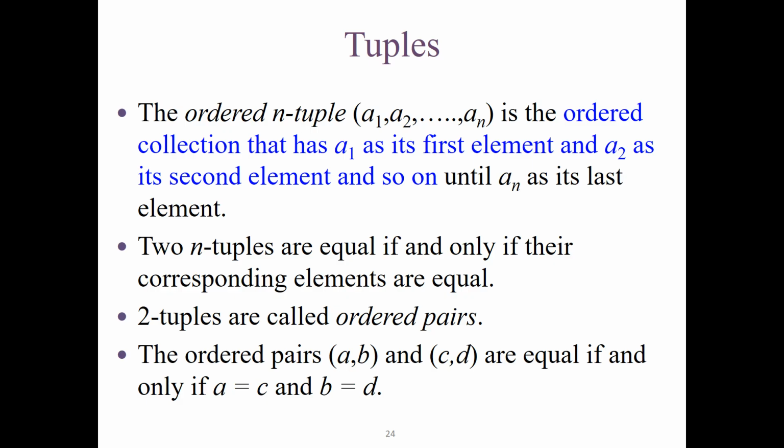Then two n-tuples are equal if and only if their corresponding elements are equal. So once we have A1, A2 to An, and we have another n-tuple B1, B2 to Bn, if we want to prove that these two n-tuples are equal, then we need to prove A1 equals B1, A2 equals B2, An equals Bn. That's the way we prove two n-tuples are equal.